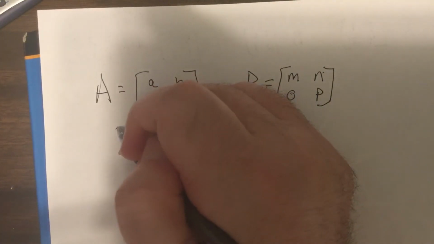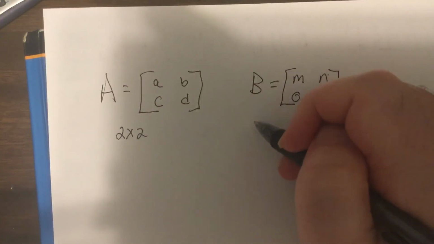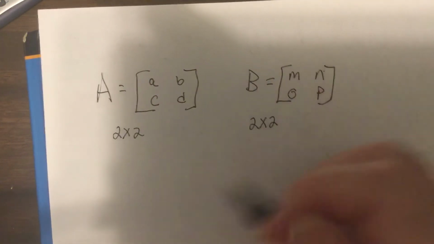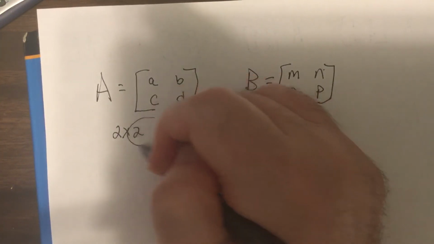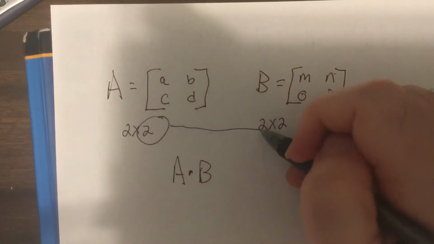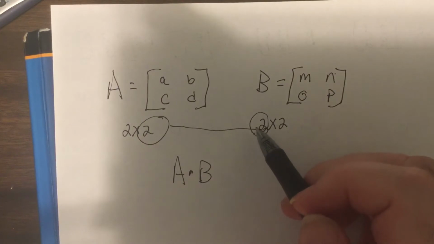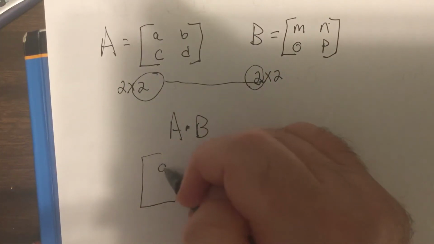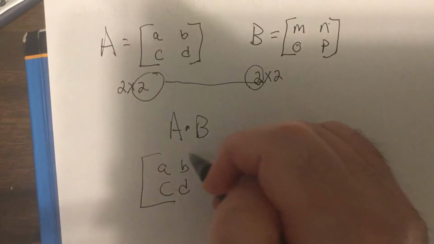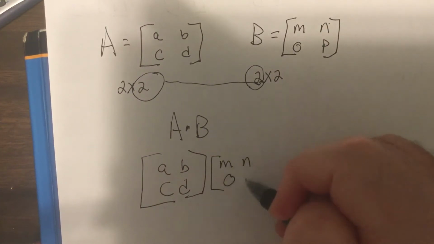First, you take the dimensions, which this is a 2 by 2, 2 rows, 2 columns. This is a 2 by 2. And if I want to do A times B, I have to check to make sure the second number of the dimension is the same as the first number of the dimension. If it's not, then I can't multiply them. So far I'm okay. Now, A, B, C, D, I want to multiply to M, N, O, P.